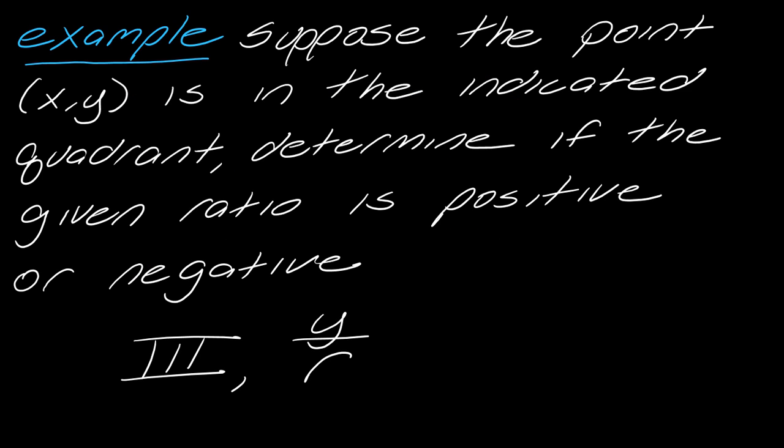The last thing I want to talk about, which I've kind of been referencing, is thinking about positive or negative values of trig functions. This is something you're just going to get used to, and you're going to develop an intuition with it. So I've got this example: suppose the point x, y is in the indicated quadrant, determine if the given ratio is positive or negative. It's in quadrant 3, and I have this ratio y over r.